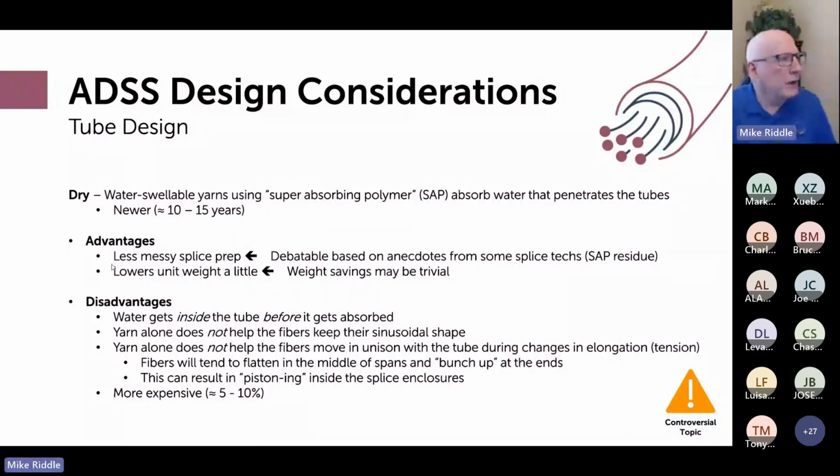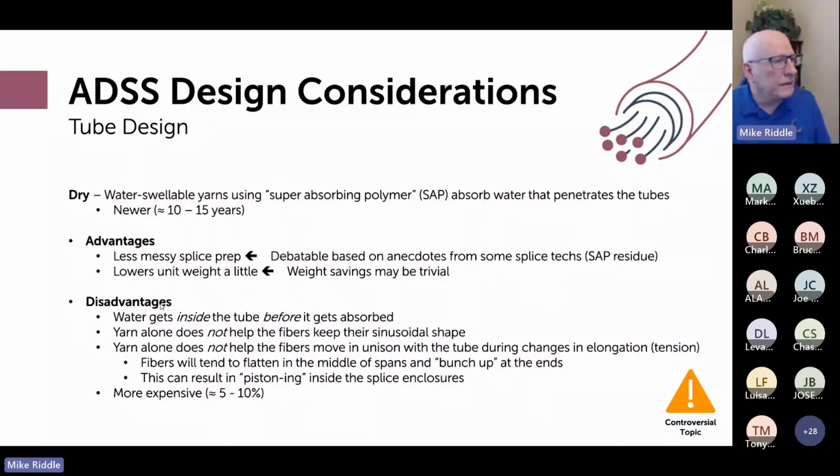The arguments for using dry tubes are, again, less messy splice prep. However, I argue against this because it's not a lot of gel when you're actually working with the tube only. And some splice preps have said that there's super absorbent polymer residue that comes off the yarn and gets on the fibers, and that they still have to clean that off before doing splicing. So this point is debatable. And people will also say that it lowers unit weight again, just like they did with the core. But in this case, I absolutely argue that the weight savings are trivial.